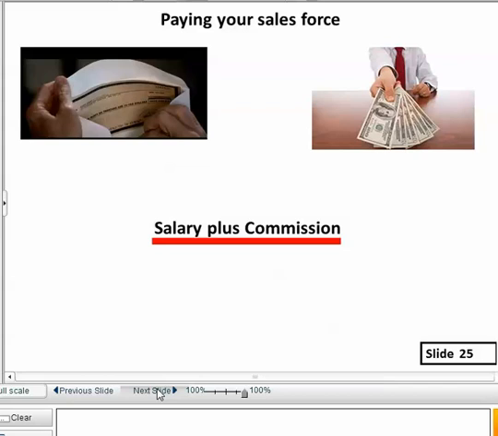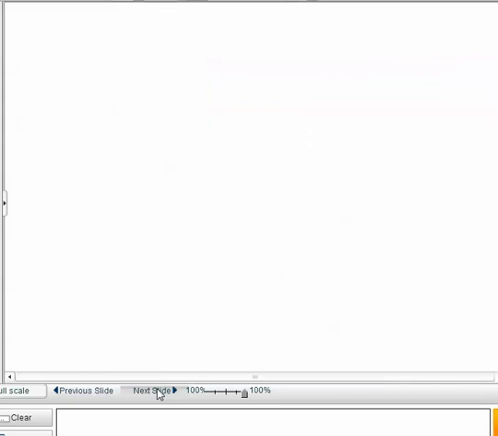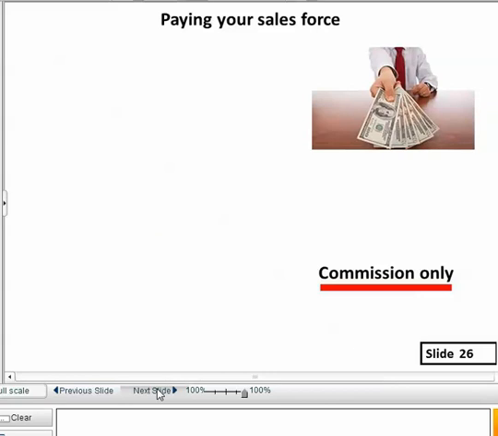Okay? So that's the advantage of a salary plus commission. The commission only really gets the people who are the most hungry, because in commission only, if you don't sell something, you don't get nothing. At the end of the paid period, there's no money coming in if you didn't sell something. So you will be highly motivated as a salesperson to go out and sell things.